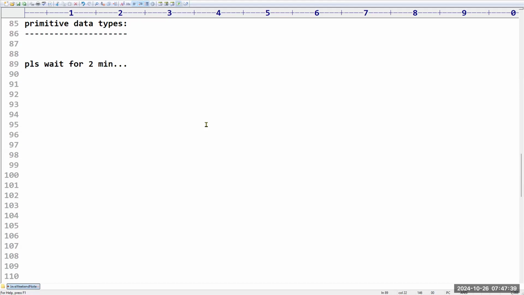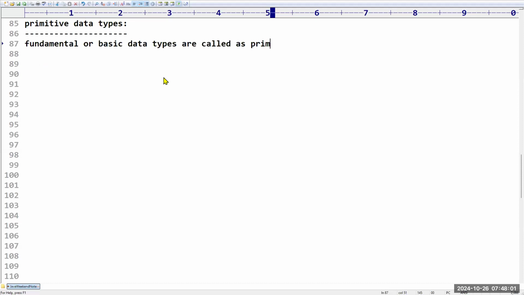Is my voice clear, right? Yes, sir. It's clear. Right. So what are these primitive data types? It is nothing but fundamental or basic data types. Basic data types are called primitive data types. In Java, the basic or fundamental data types are called primitive data types. There are four divisions of these primitives.